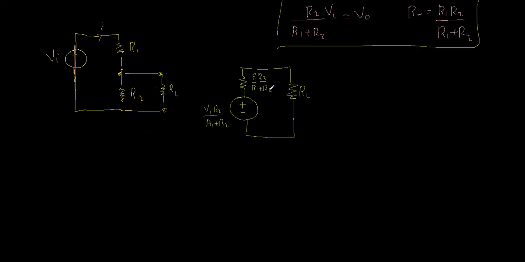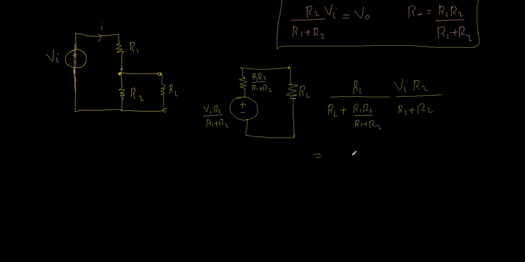So now from here, you can figure out the voltage across RL, and this is simply another voltage divider. It's RL over RL plus this resistance, which is R1 R2 divided by R1 plus R2, times this voltage, which is VI R2 divided by R1 plus R2.